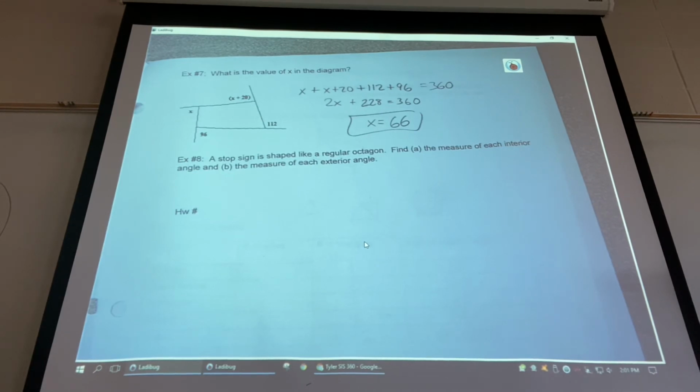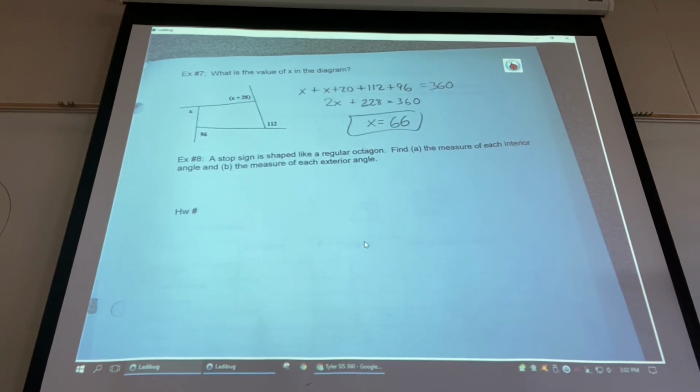I don't feel like I need to draw a picture here. I feel like I've got a good handle on what they're talking about. But what are you going to do to find the measure of each interior angle? 8 minus 2 times 180. That will get you the sum of them. And then what are you going to have to do to get the measure of one of the angles? Divide by 8. Why will that work? Because it's regular, and each one's going to be the same, isn't it?